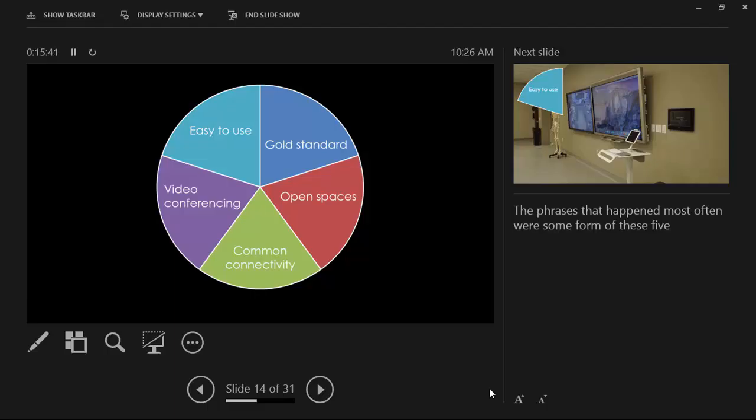So again, the gold standard was that perceived quality that we want to achieve. Open spaces. Now that didn't necessarily come up when you think about AV design, although it was certainly impacted. When we designed the facility, that was a comment that came up, that we wanted it to feel open. We wanted it to have a nice flow.